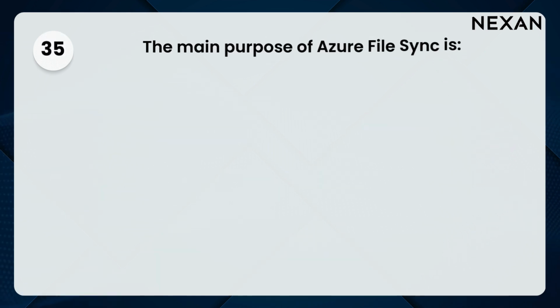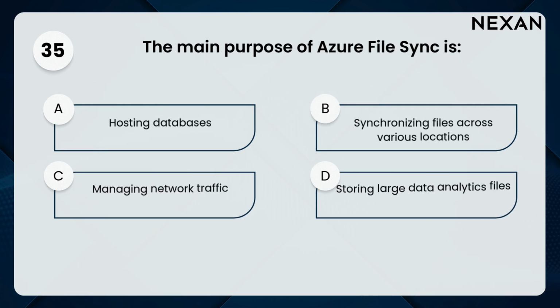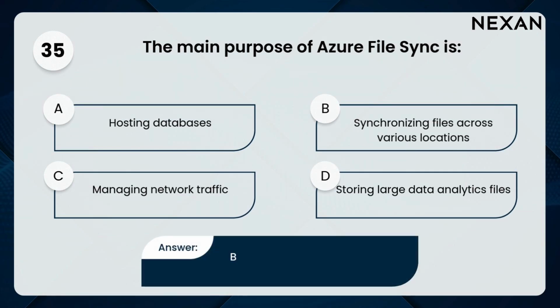35. The main purpose of Azure File Sync is A. Hosting databases, B. Synchronizing files across various locations, C. Managing network traffic, D. Storing large data analytics files. Answer: B. Synchronizing files across various locations.